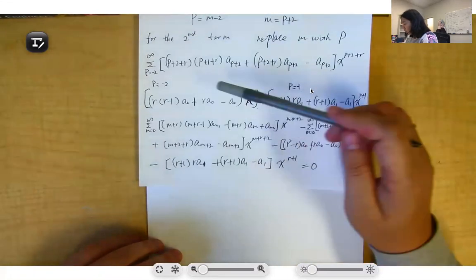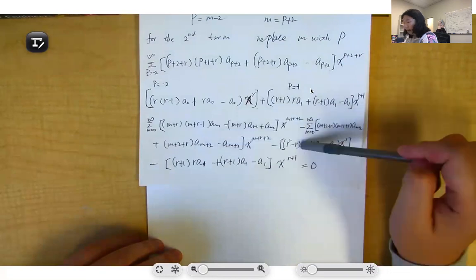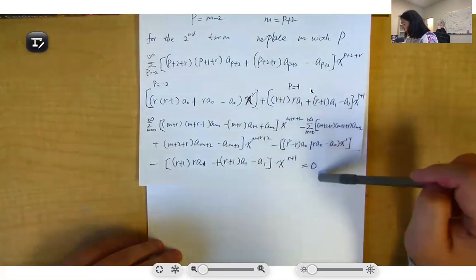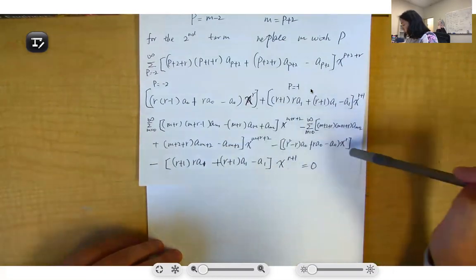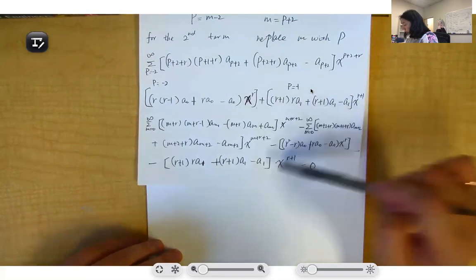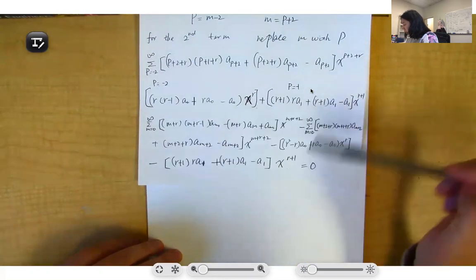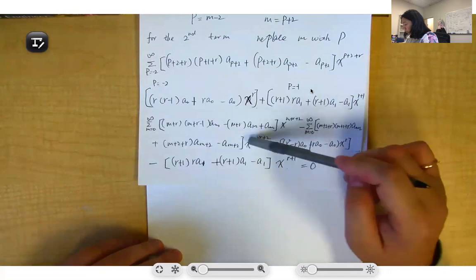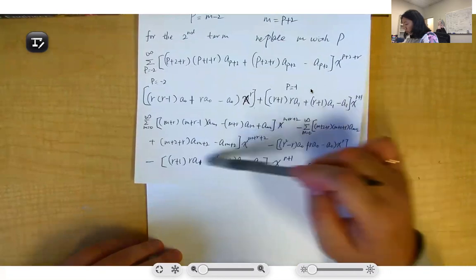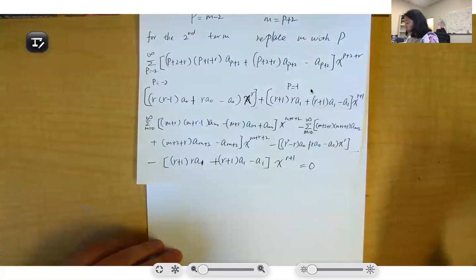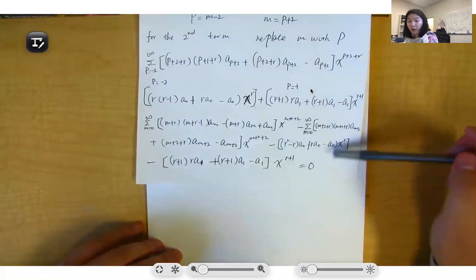So this long term, 1, 2, 3, 4, 5. This term has to be equal to 0, this term has to be 0, this term has to be 0. All the coefficients for this x to the m plus r plus 2, this term has to be equal to 0. So let's figure out what r is first.